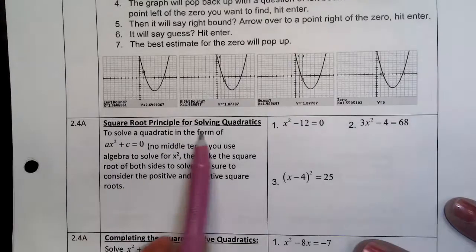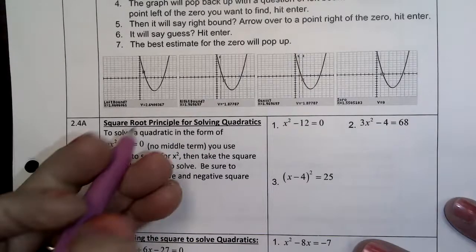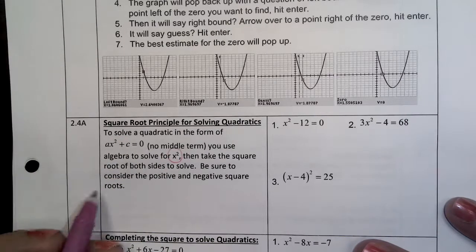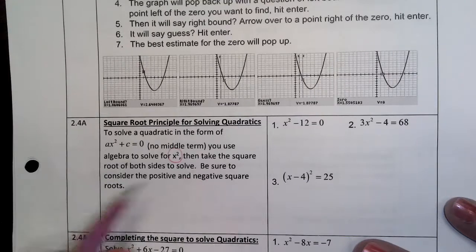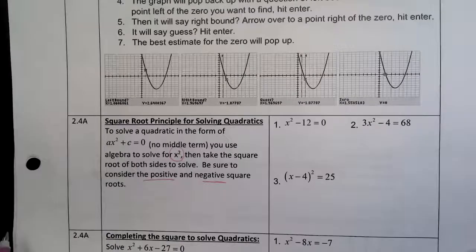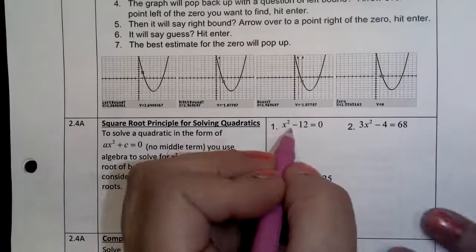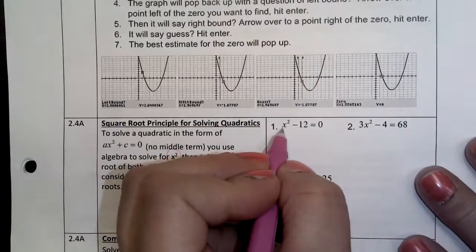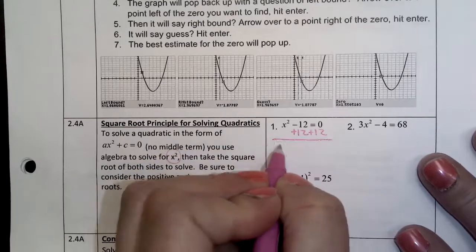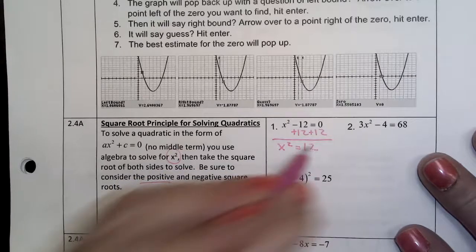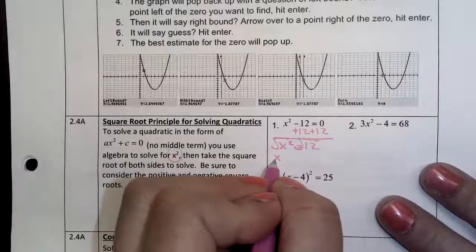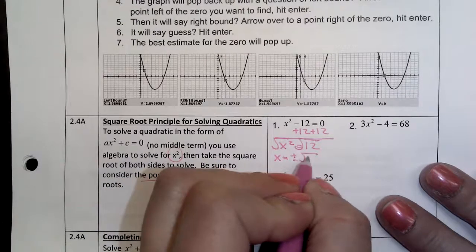So to solve a quadratic in the form ax squared plus c, so it's just missing that middle term, that x term, is just to solve both sides. Okay, so the important thing is consider the positive and negative square roots when you do this. So here, we're just going to solve for x. So we got to get the x squared by itself. So I'm going to add 12 to both sides. So I get x squared equals positive 12. Then I'm going to take the square root of both sides. So that gives me x equals plus or minus the square root of 12.